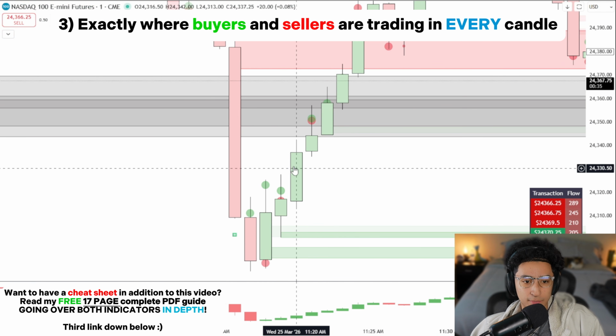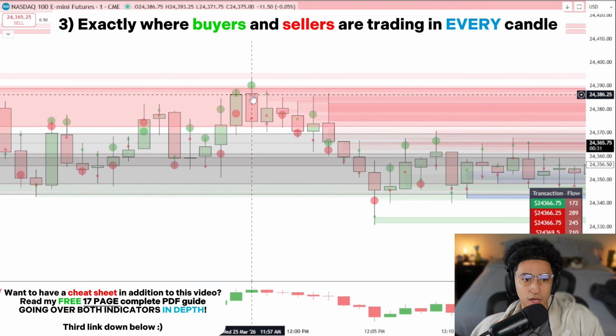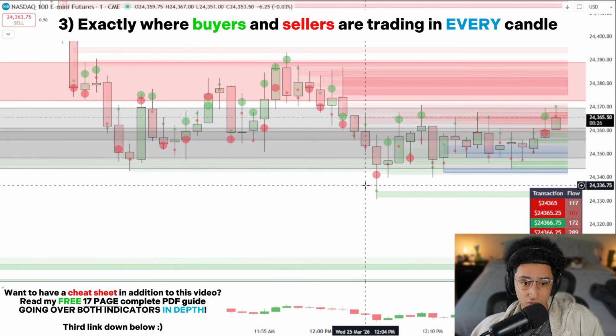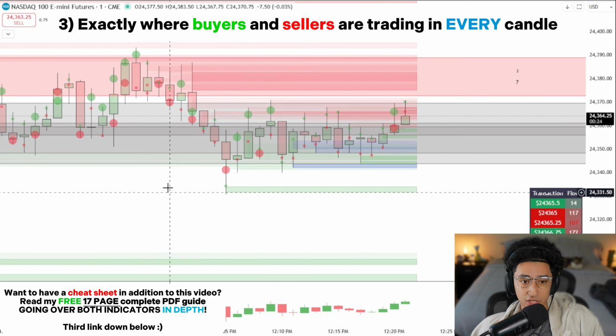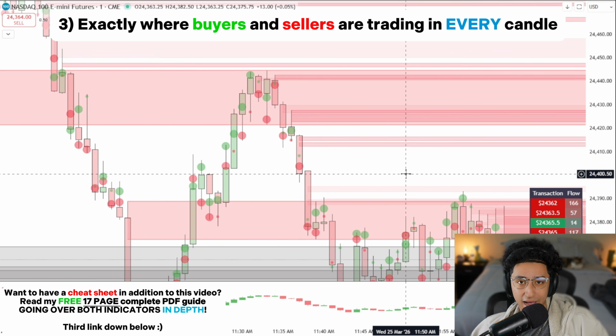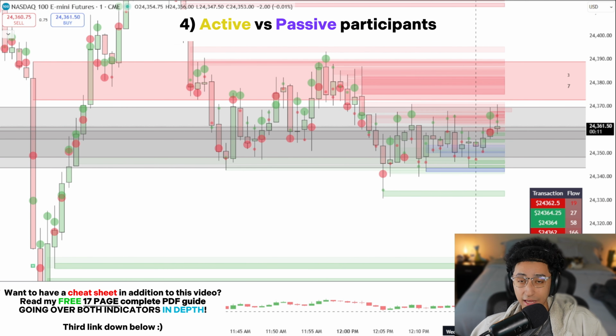You're also going to be able to see participants literally trading within every single candle, where the strongest participants were. You're also going to notice where these trapped buyers are literally at highs, major highs and lows. You're going to see at lows, sellers getting trapped, at highs, buyers getting trapped. This is the key to the markets, literally seeing absorption happening in front of your eyes. You're going to see the difference between active and passive participants, another aid to see absorption happening.